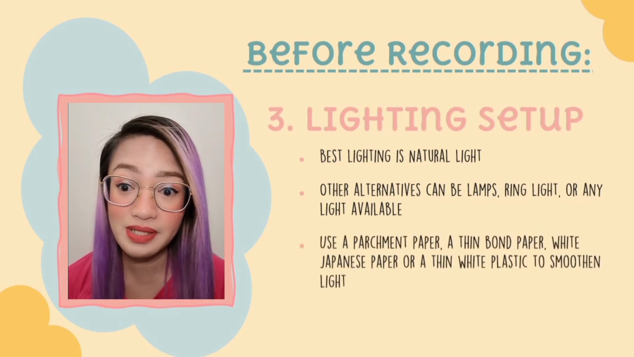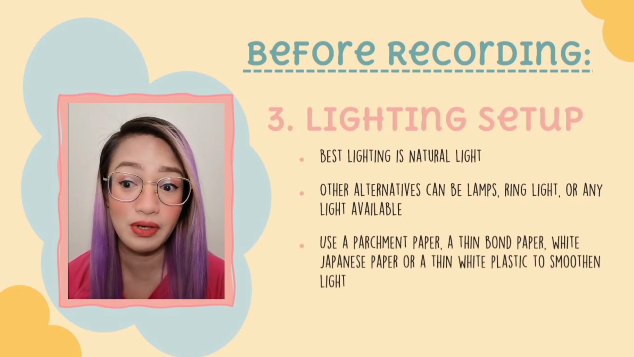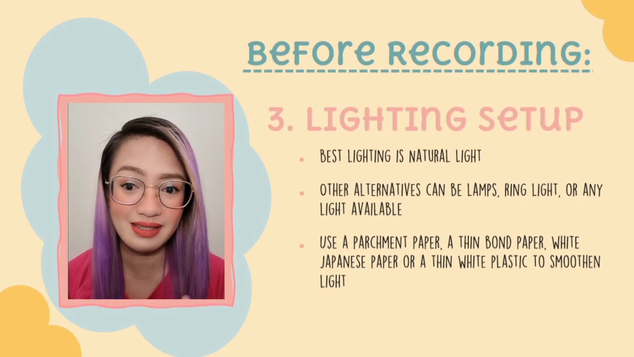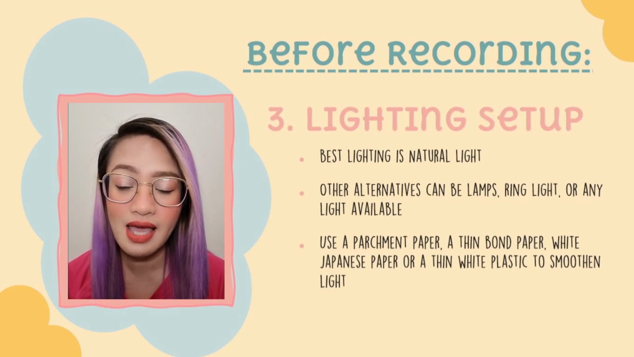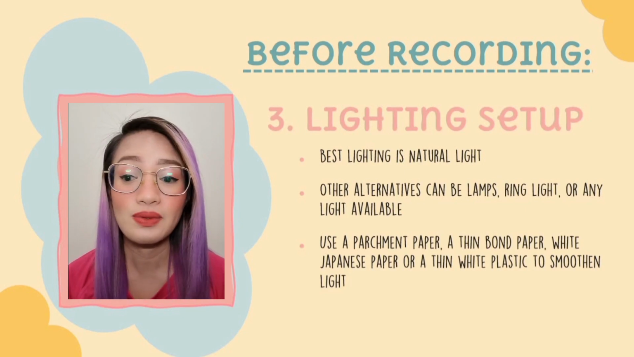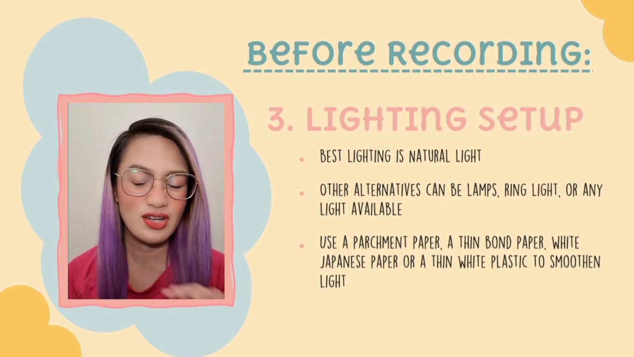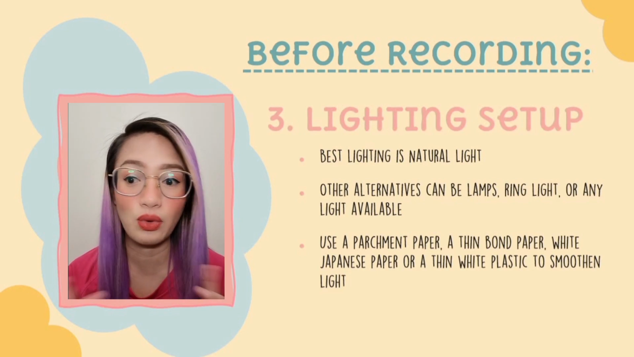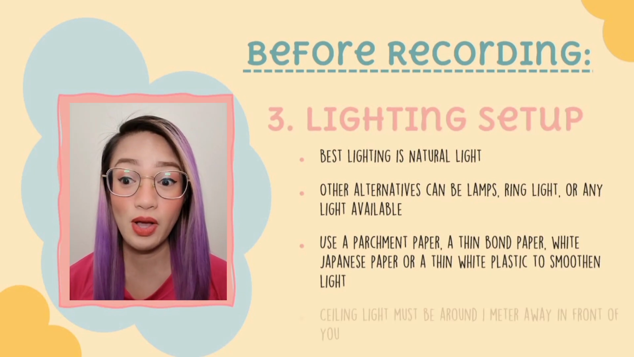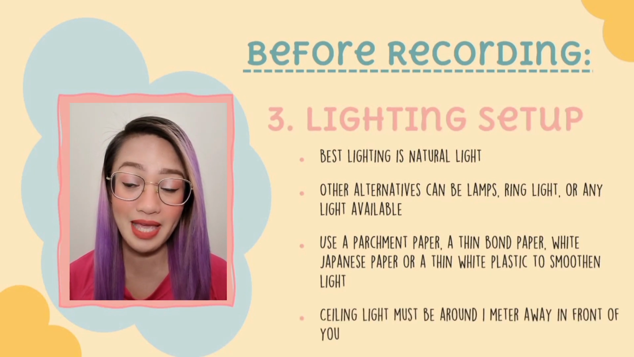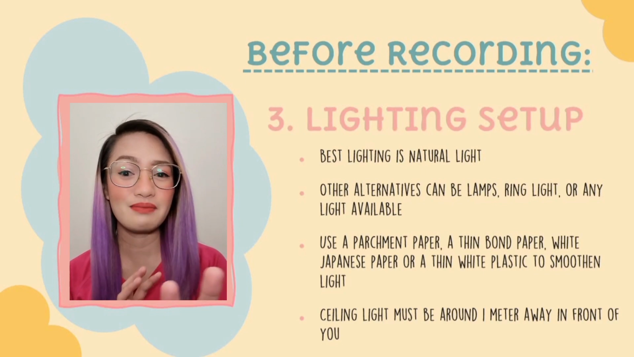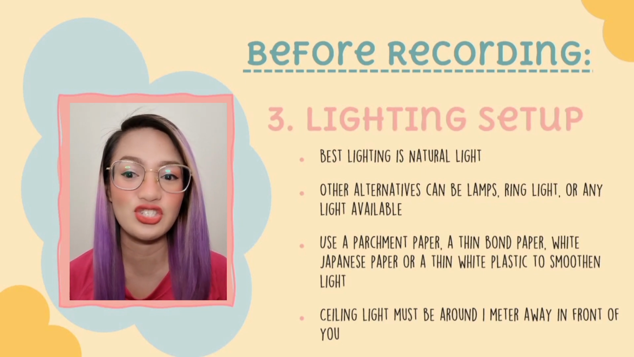You'll also need a parchment paper or a thin white paper, not the ordinary paper because light won't go through it. It should be thin, or a white Japanese paper or a thin white plastic. You will use these to cover the lights for a smoother effect on you. No harsh light effect, and it won't hurt your eyes as well. You may also make use of your ceiling lights, but make sure that the ceiling light is about 1 meter away in front of you to avoid shadows.